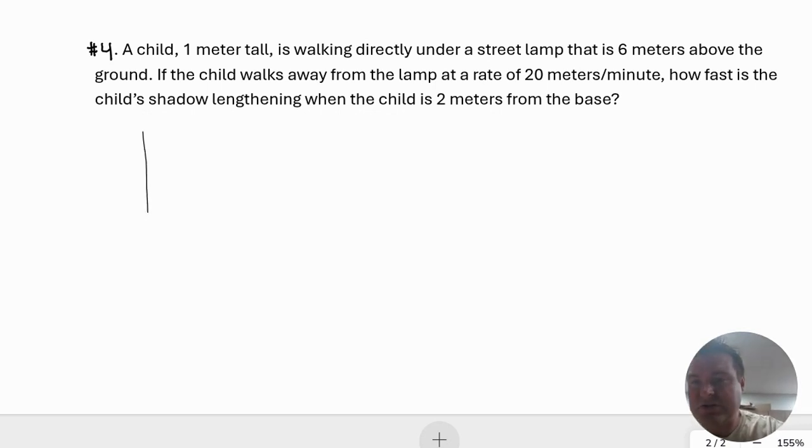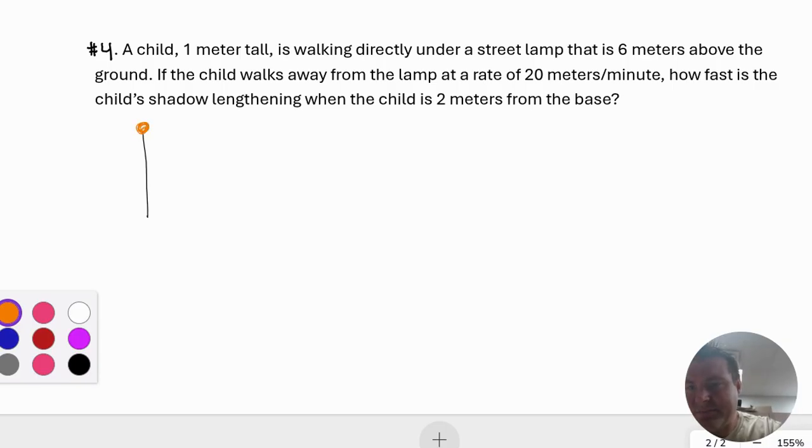So pretty much you have, I'll draw this little lamp right here. Just deal with it. And then we have this child. Child's a stick. Deal with it. And then what's happening here is, if you understand this picture, we have a shadow right here. I'm going to kind of darken it. So this is the shadow right there.